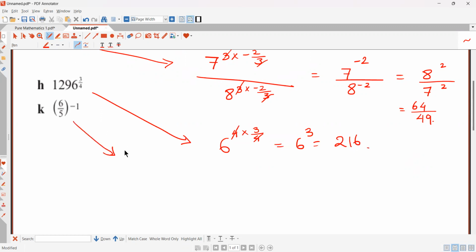This one is the one which I did just now. 6 raised to minus 1 divided by 5 raised to minus 1. Bring this on top. Bring this in bottom. 5 by 6 is the answer.